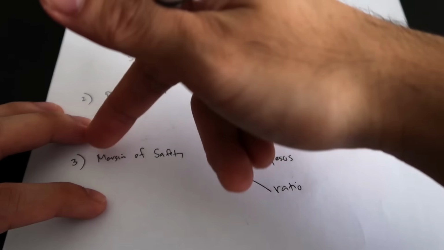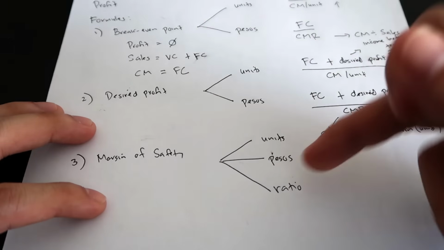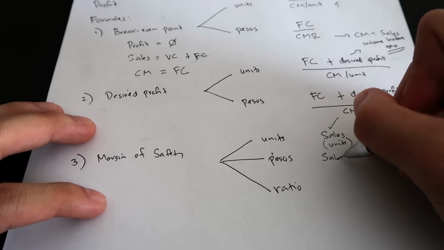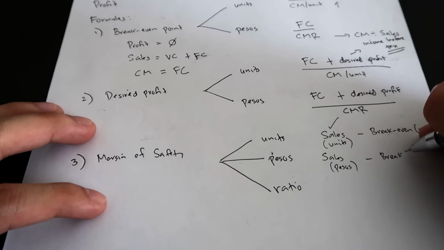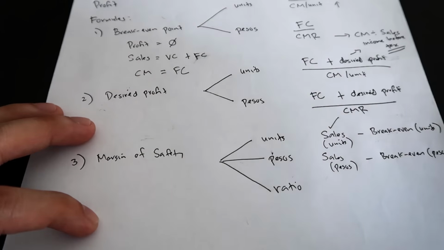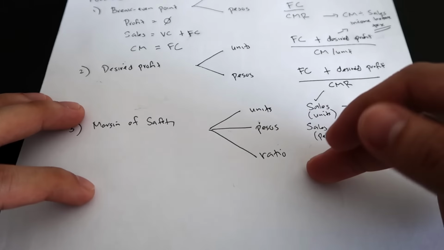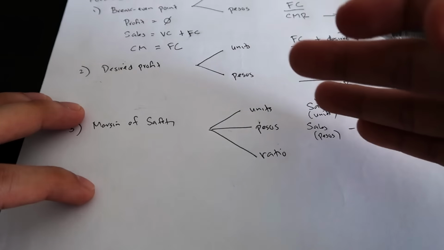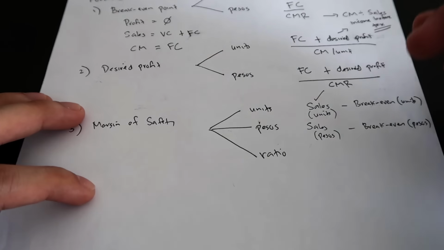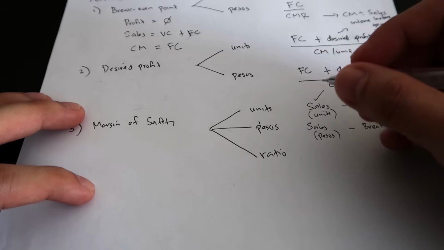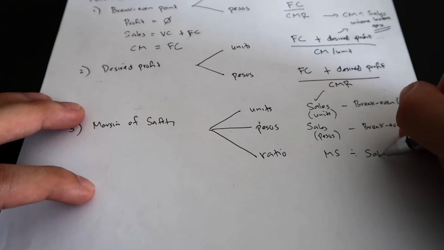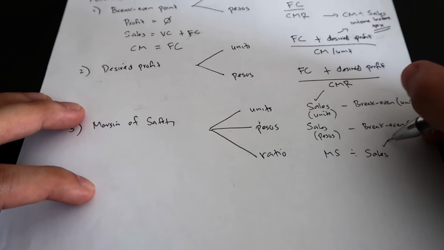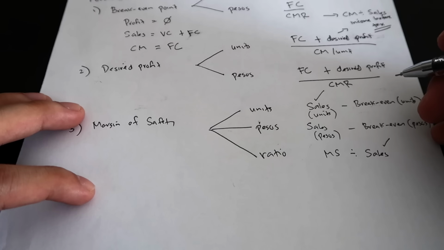Okay, now how do you compute for the margin of safety in pesos? Sales in pesos less break-even point in pesos. All right. Okay, and then margin of safety ratio, like what I explained to you earlier, pag sinabing ratio, your denominator is sales. How do you compute for margin of safety ratio? Margin of safety divided by your sales. Again, your sales can be actual sales, planned sales, or budgeted sales.